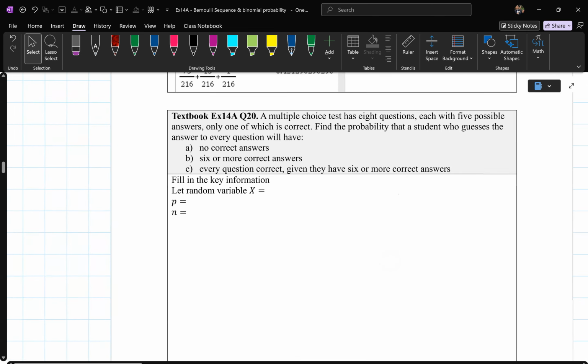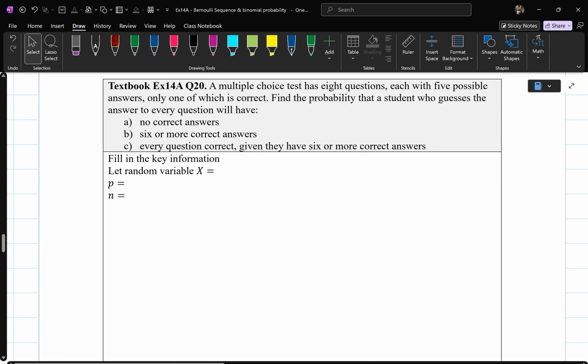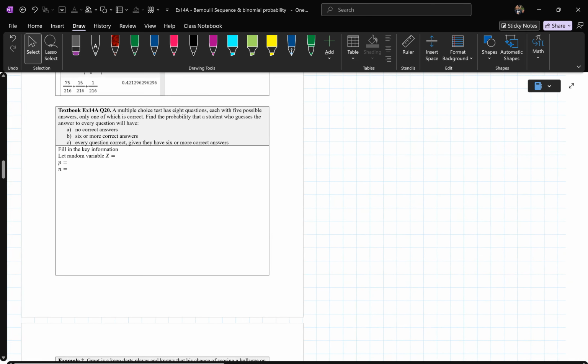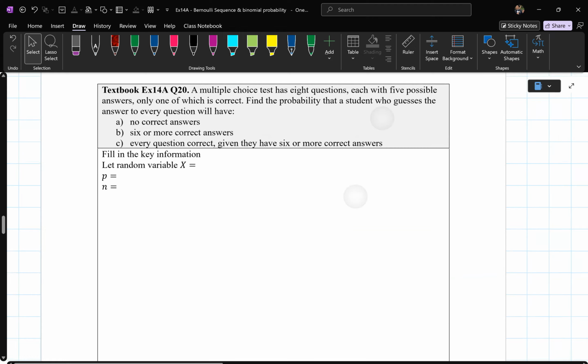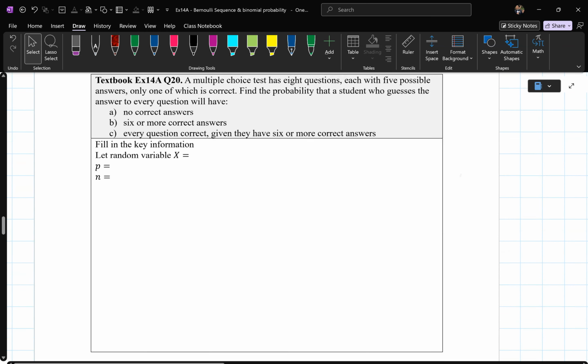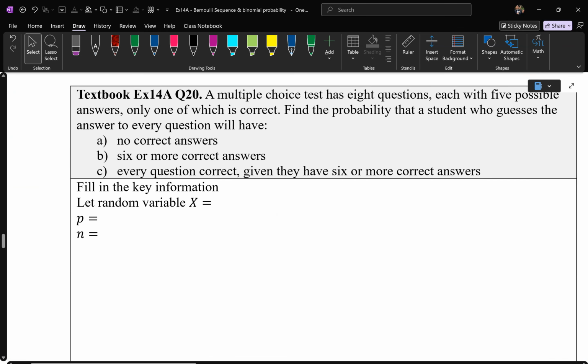All right, team. Let's have a go with the second example. Do we have time? Yeah, we've got a bit of time. Let's just do this one example then, and then I'll leave the rest for you guys to try. But here we go. Textbook question, exercise 14A, question 20.